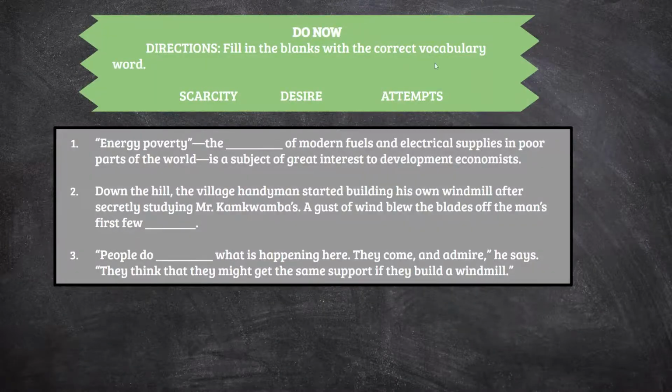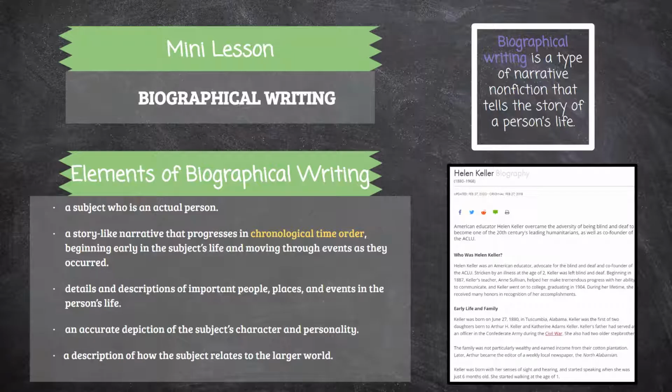And happy Friday. So, the do now. You're going to fill in the blanks with the correct vocabulary word. Go ahead and type the correct word for each sentence, and these sentences are taken directly from the text. All right, so let's just review elements of biographical writing. It should be about an actual person.